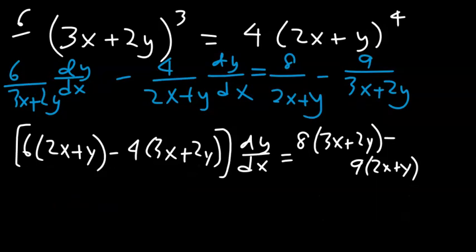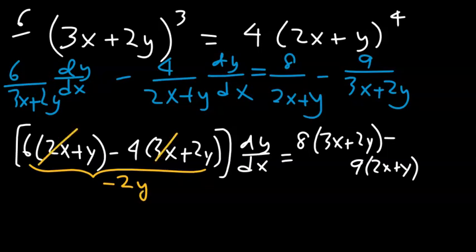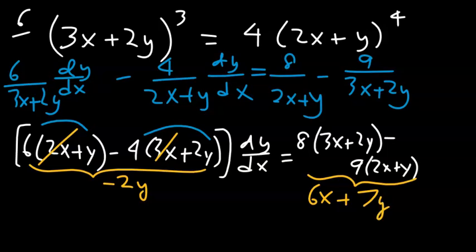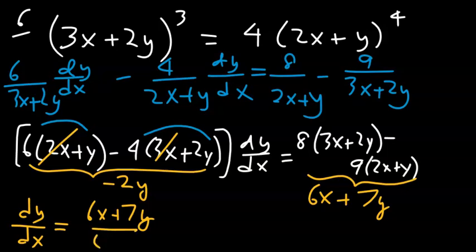they're going to cancel. This left-hand side is just minus 2y, because those terms would cancel, and 6y minus 8y is just minus 2y. Likewise, on the right-hand side, it is just 6x plus 7y. And thus you arrive at the desired result for the dy/dx, which is just (6x plus 7y) over minus 2y. And that is the answer, which solves the problem.